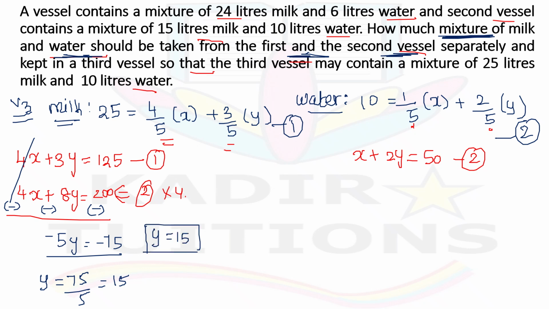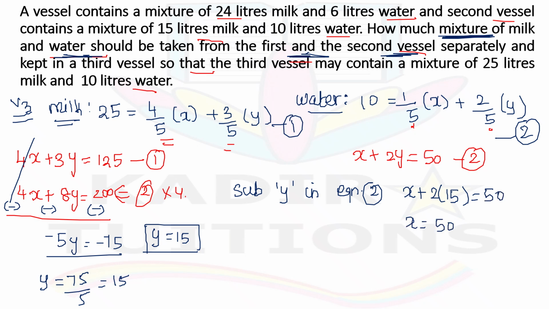Okay, keep it aside. Now we'll substitute the y value. Substitute y in equation 2 in order to find the x value, right? So x plus 2 into 15 equal to 50. So x equal to 50 minus 2 into 15, which is 30. So when it is moving to the other side, it's minus 30. So it's equal to 20.